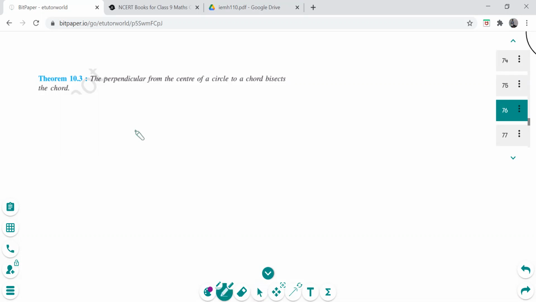So the perpendicular from the center of a circle to a chord bisects the chord. So मुझे पहले समझाओ क्या क्या समझ आता है इससे. What is the statement trying to tell us?